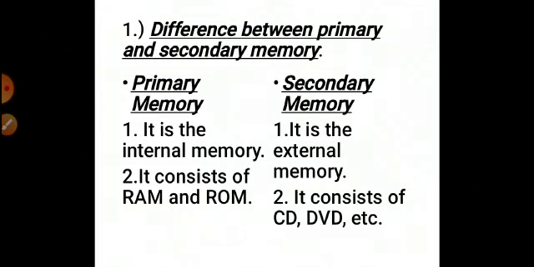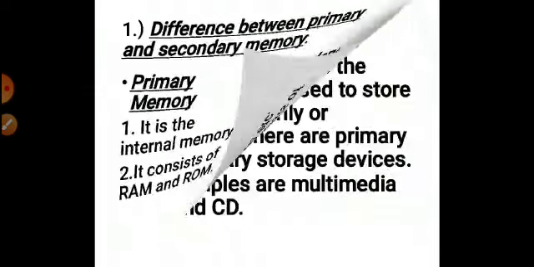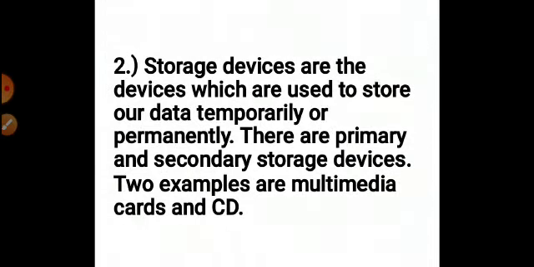Now our second question is, what are storage devices? Explain with 2 examples. There are 2 parts in our second question. First of all, we have to write what are storage devices. Storage devices are the devices which are used to store our data permanently or temporarily. There are primary and secondary storage devices, as we have already discussed in our first question.